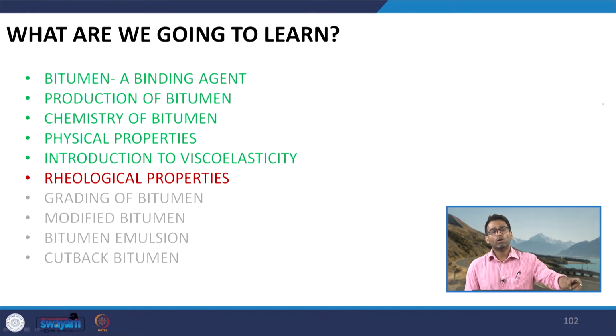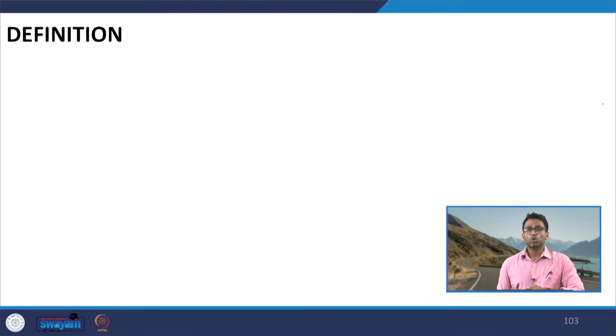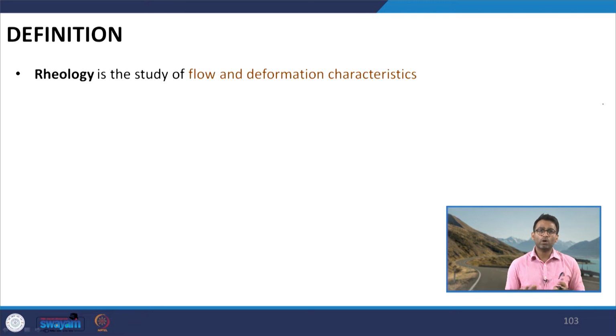So, now with this revision of some missing points from the previous lecture, let us start discussing the rheological properties of bitumen. So, what actually is rheology? In very simple terms, if I want to define rheology, it is nothing but the study of flow and deformation characteristics of any material. So, for us the material of interest is bitumen. We are trying to study the flow and deformation characteristics of bitumen.